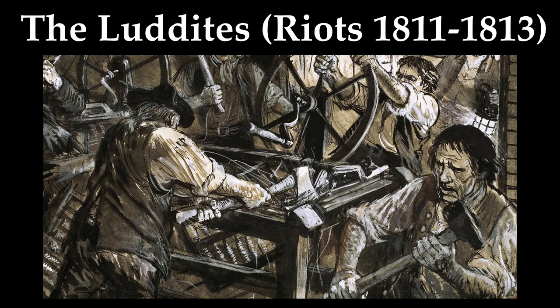And these frame breakers and these Luddites would break into the mills, and they would break the looms. They would break the machines that had taken their jobs. Sometimes they would engage in violence against other people, and they would sometimes kill factory owners. So these were the Luddites, and the riots began in 1813.